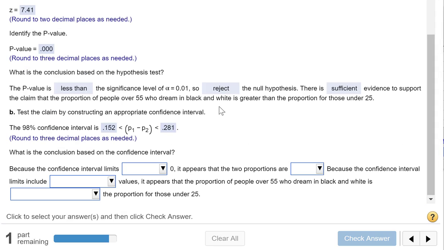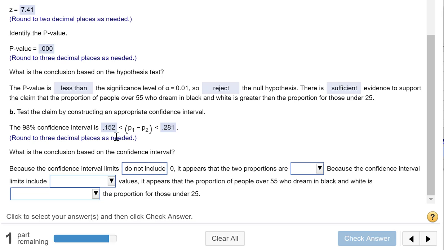Long problem, eh? Okay, so what is the conclusion based on the confidence interval? So let's look at this confidence interval. It's saying this difference is in between about, let's convert these to percent. Sometimes that makes a little bit more sense. 15% and 28%. So the confidence interval does not include 0, does it?